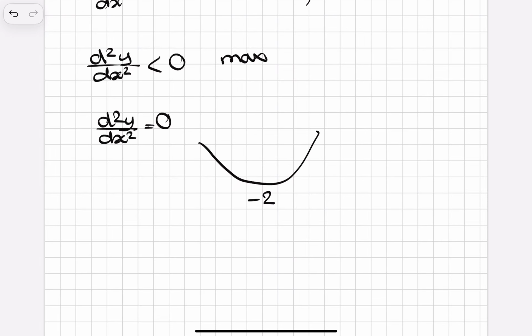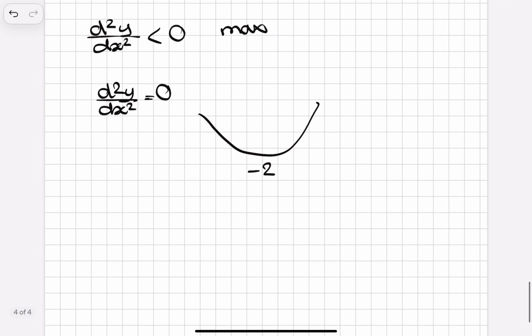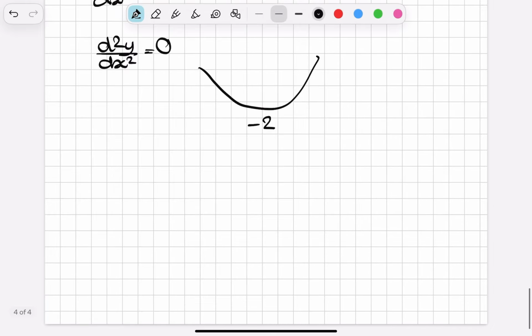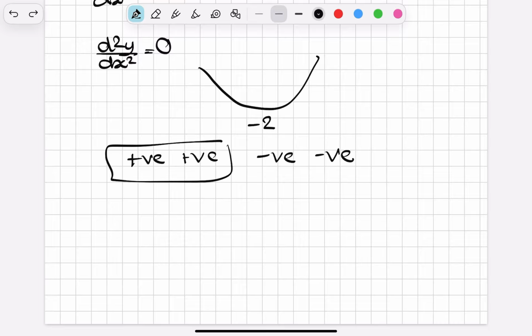And if the gradient at both these points is either both positive or both negative, there will be a point of inflection. Otherwise, we'll just have a maximum or minimum. That's all for the graph sketching ideas.